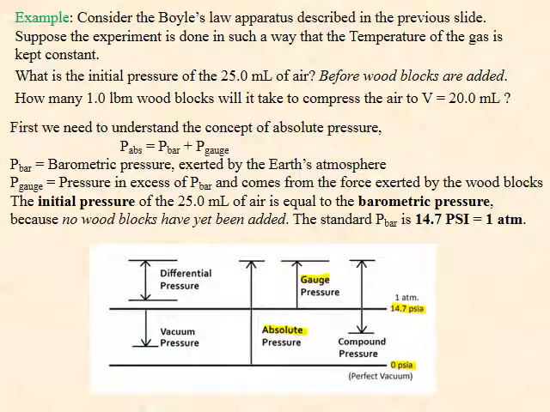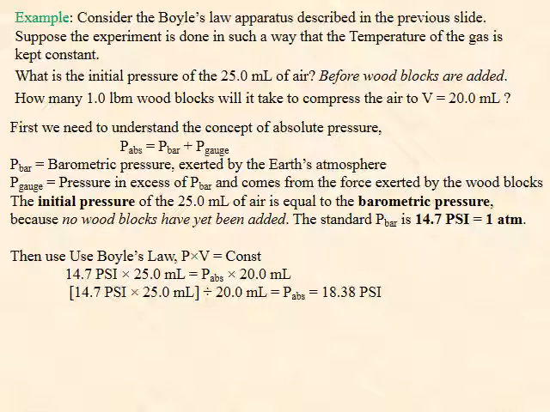To answer the first question, we need to understand the concept of absolute pressure. This quantity is equal to the barometric pressure plus the gauge pressure. Initially, no woodblocks have been added on top of the syringe. At this point, the pressure inside the syringe is equal to the pressure outside, that is, the barometric pressure. The standard value for this quantity is 1 atmosphere, which is equal to 14.7 pounds of force per square inch. The absolute pressure will increase once the wood blocks are added.